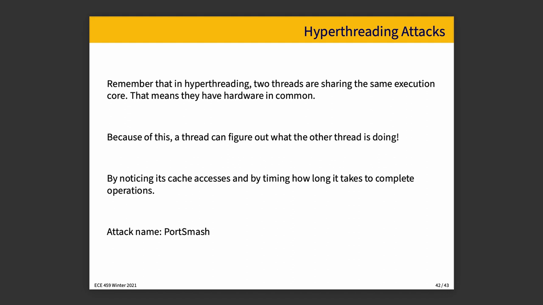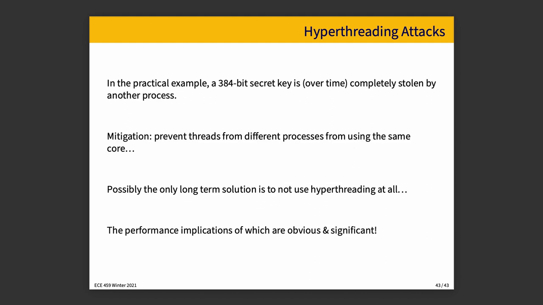You have to be running on the same CPU as the victim, but that actually is totally possible. Because if you are using some fraction of some cloud service provider's CPU, you're running on the same CPU with other people, and what isolation you get, I don't know. It really depends on what your provider offers. So in the practical example of Portsmash, a 384-bit secret key is stolen over time by another process, although it is somewhat slow.